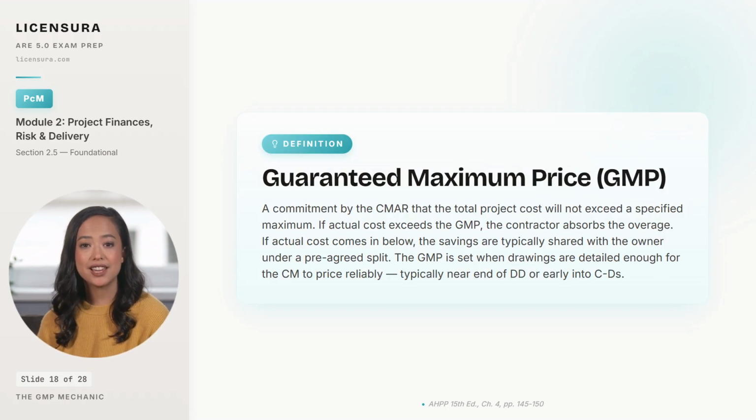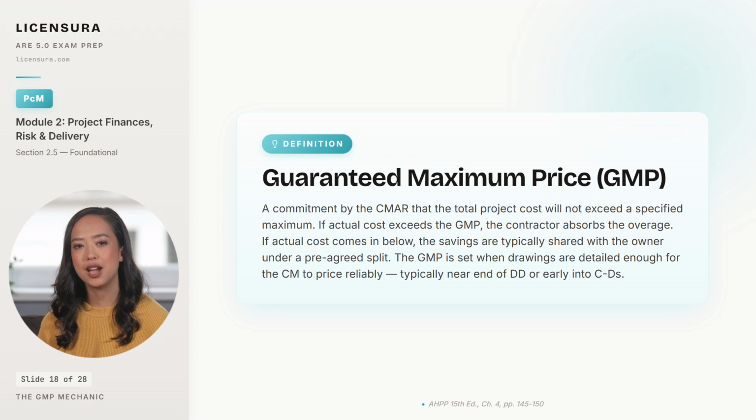The GMP is a contractual ceiling. The CMAR looks at the drawings as they exist at a defined milestone, usually the end of design development or the early construction document phase, when the design is detailed enough to be reliably priced. And they tell the owner, "I will deliver this building for no more than X dollars." If the actual cost of the work plus the contractor's fee comes in above that ceiling, the CMAR absorbs the overage out of their own profit.